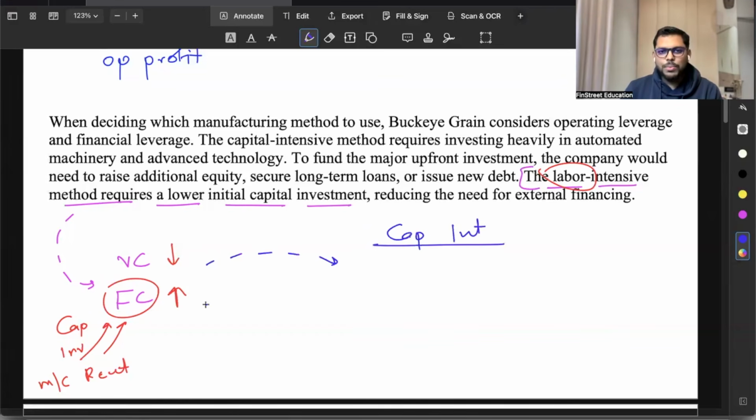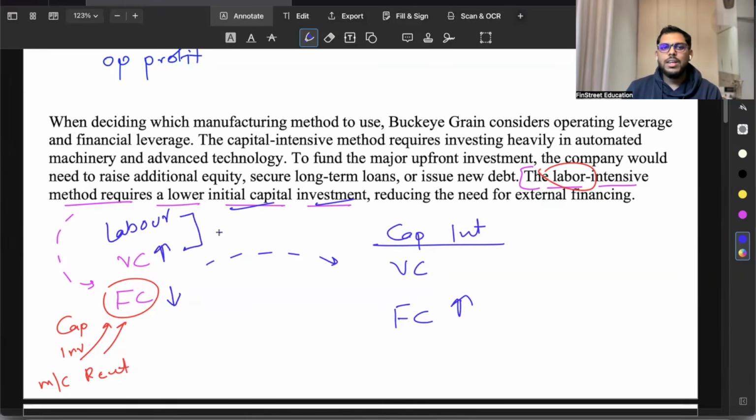So capital intensive में क्या expected होगा? Your VC, capital intensive में your VC would be higher. मैंने उल्टा लिख दिया ना. You have lower initial capital for labor. Now it will make sense. So you have FC which is lower and you will have VC which is higher. Why? Labor ज़्यादा है. Labor ज़्यादा है तो you will pay higher wages to them.